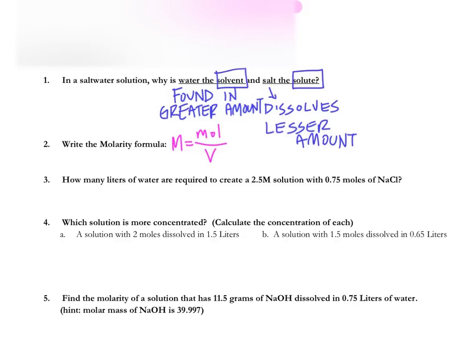Now, if I want to rearrange that equation, and let's say I want to get volume by itself, then that equation would look like this. I'll write it over here to the left. Volume equals moles over molarity. And if I want to solve for moles, moles is molarity times volume. Both of those two equations stem from my original. Okay, so let's practice using that calculation.